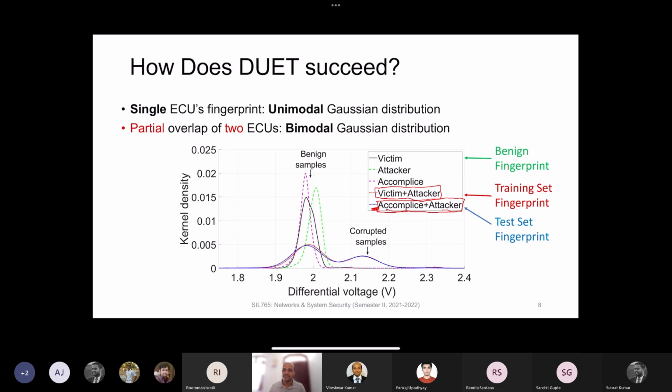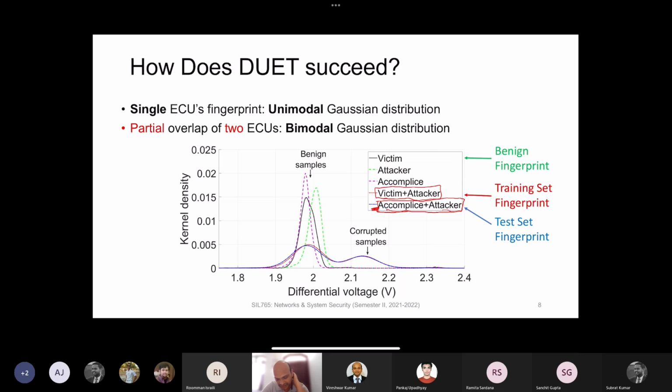differentiate between a packet with the voltage features of accomplice plus attacker and one with the voltage features of victim plus attacker. That differentiation is very difficult to make because of the closeness of the distributions. Those two distributions are very close, if you could see it. So if the accomplice impersonates the victim and the attacker helps the accomplice, the accomplice will be able to bypass detection by the intrusion detection system.